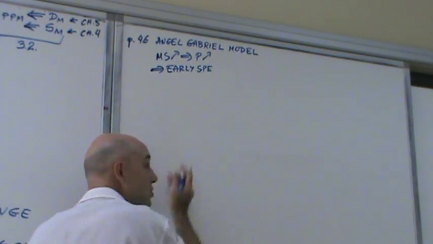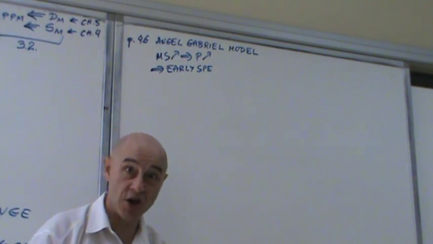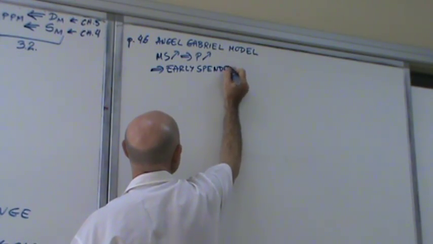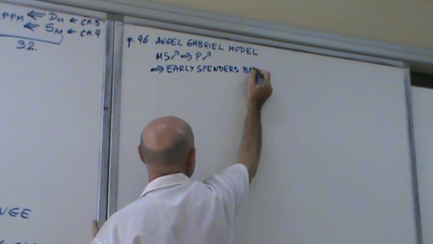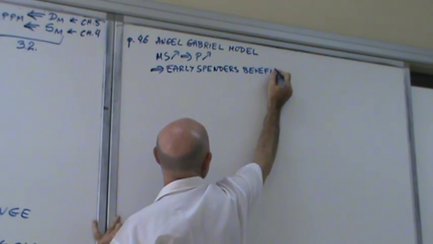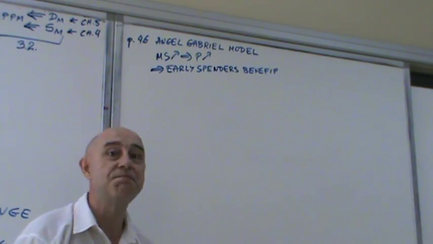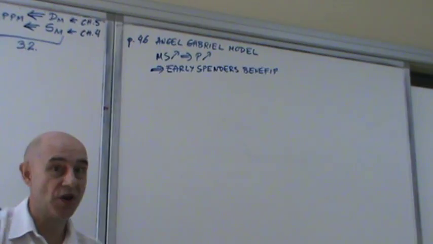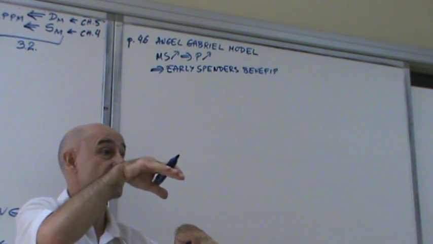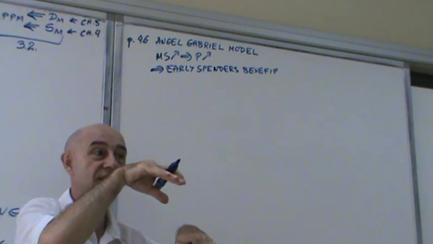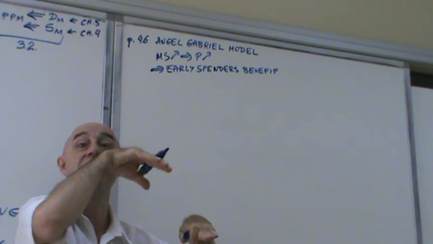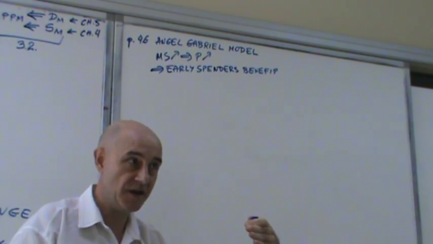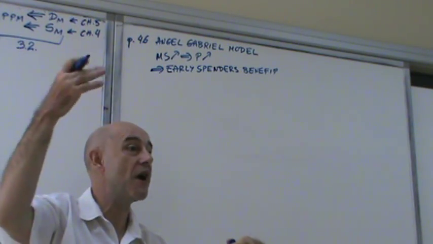Early spenders, those who spend money soon or quicker, we call early or quick spenders. Early spenders benefit. It is beneficial to spend the money quick. In other words, if 3 years ago housing prices were lower and 2 years ago housing prices were higher, let's say you could buy an apartment for $50,000, then the next year $60,000, those who buy quicker at $50,000 will benefit, and they will benefit more than those who buy at $60,000.